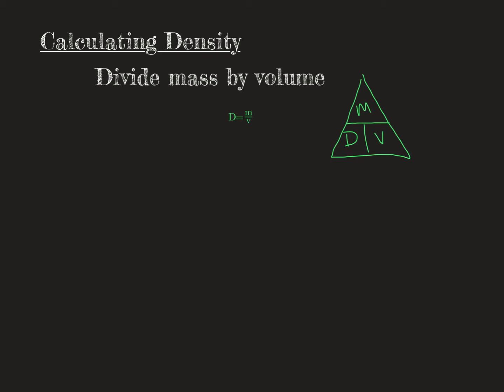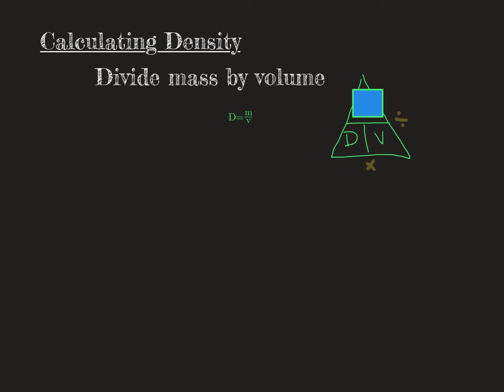So let's say you had the density of an object and the volume of the object, and you wanted to find out the mass. What you can do is each of these lines represents something. So the horizontal line means divide, and the vertical line means multiply. So what I would do here is I would cover up the M. If I wanted to find the mass, I would cover this up.